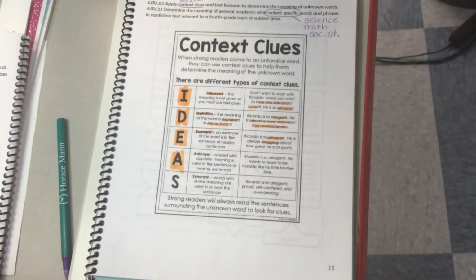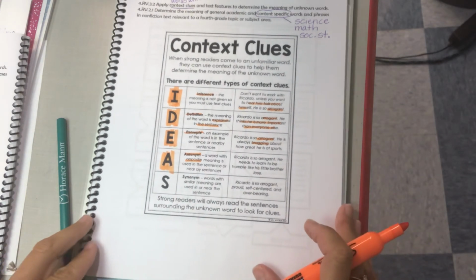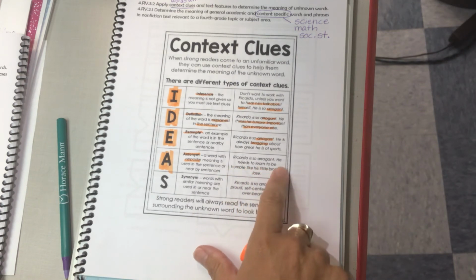Okay, A. Antonym. It's a word that is opposite or has an opposite meaning. It's used in the sentence or near a sentence. Please read. Don't go over and over and over. Lift your hand up, please. Let's see. See? Don't go over and over and over. Okay, read it with me. Read the example. Ricardo is so arrogant. He needs to learn to be humble like his little brother Jose. What do you think is the antonym?